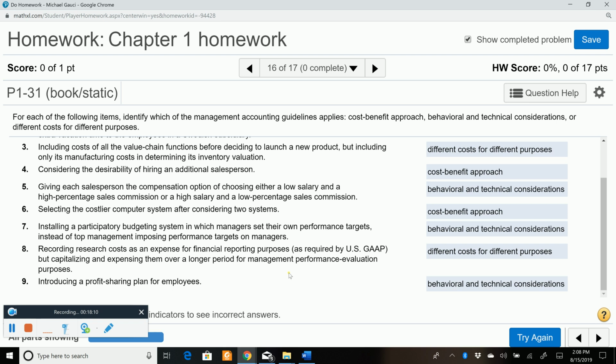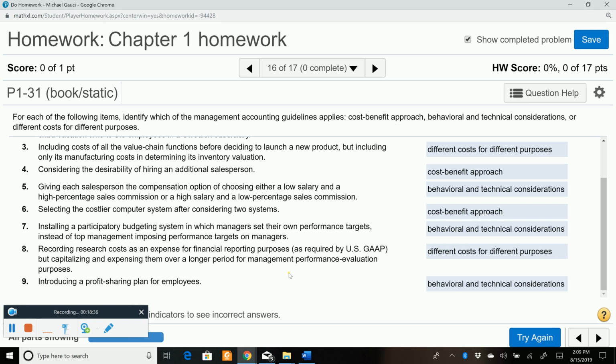Number 8, recording research cost as an expense for financial reporting purposes, which is required by GAAP, but capitalizing, meaning we're going to record it as part of the asset, and expensing it over a long period of time for management performance evaluation purposes. So what we're doing here is analyzing cost in a different way because of these 2 different purposes.